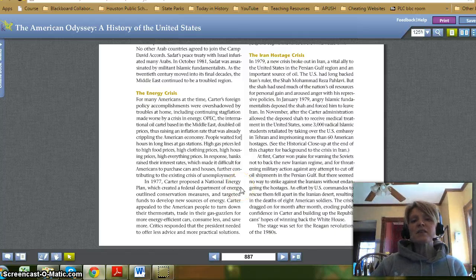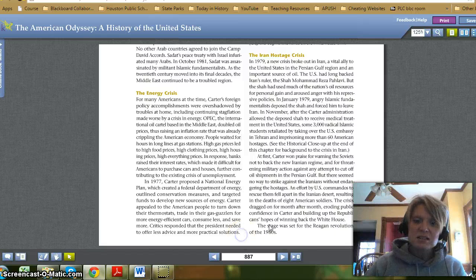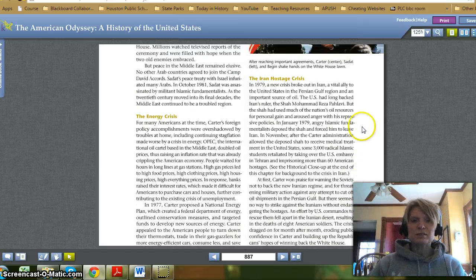In 1977, Carter proposed a national energy plan, which created a federal Department of Energy, outlined conservation measures, and targeted funds to develop new sources of energy. Carter appealed to the American people to turn down their thermostats, trade in their gas guzzlers for more energy-efficient cars, consume less, and save more. Critics responded that the president needed to offer less advice and more practical solutions.